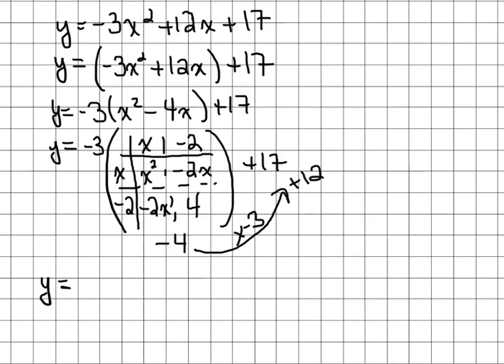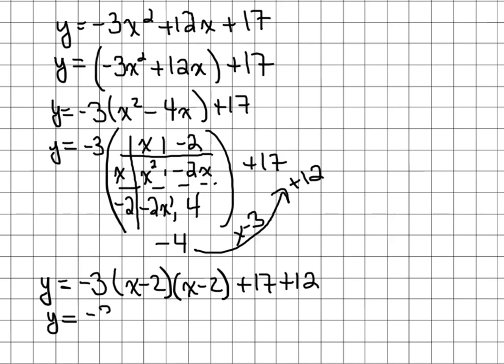So that gives me -3 times x minus 2 times x minus 2 plus 17 plus 12. And y equals -3, x minus 2 all squared, plus 29.